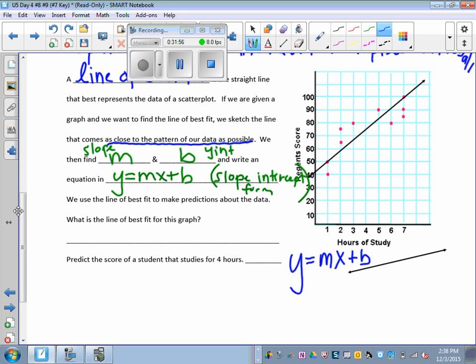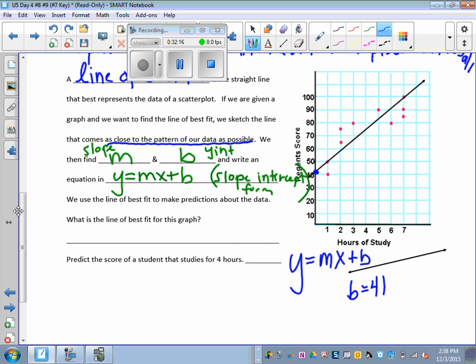A little bit above 40, right? It's not quite on 40, it's a little bit above. It's not quite halfway. 45 would be halfway, so maybe like 42, 41. And again, that's why your equation might be a little bit different, but as long as it's close to it. So my y-intercept, we'll say 41.